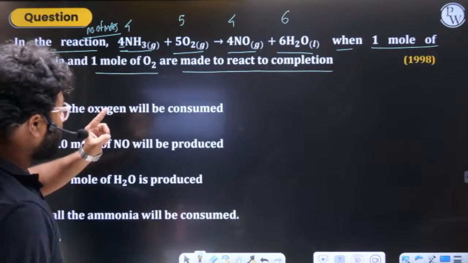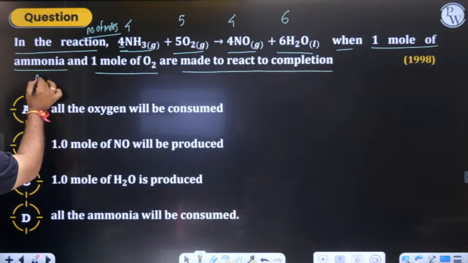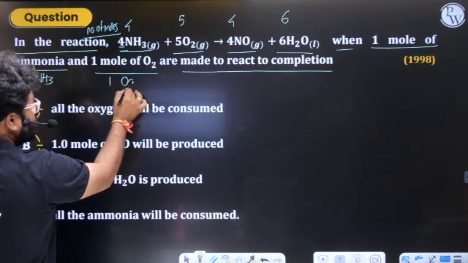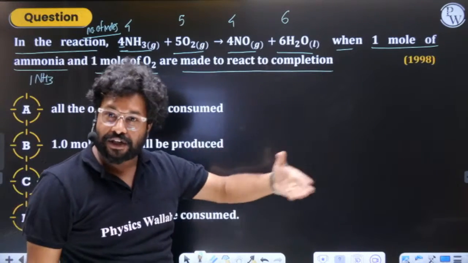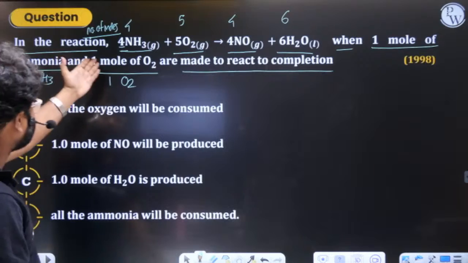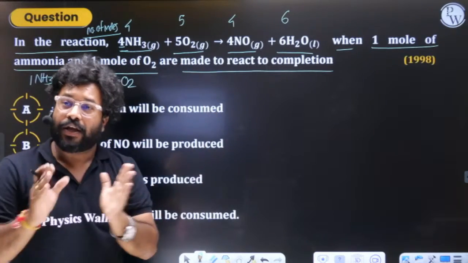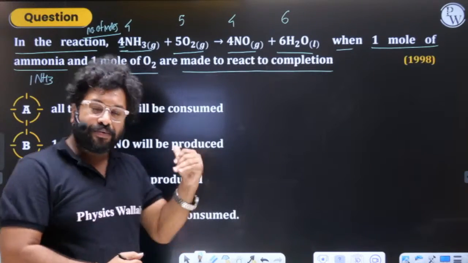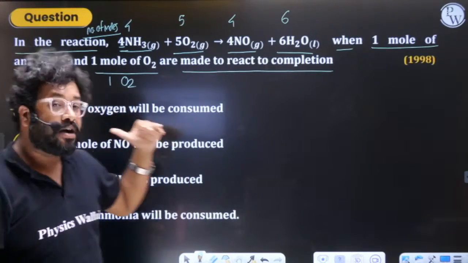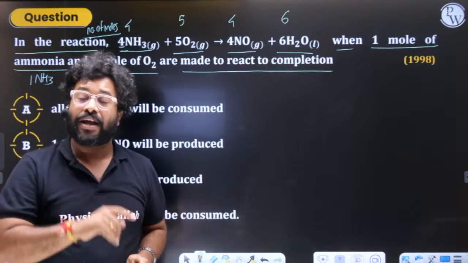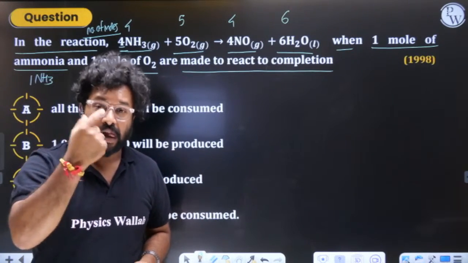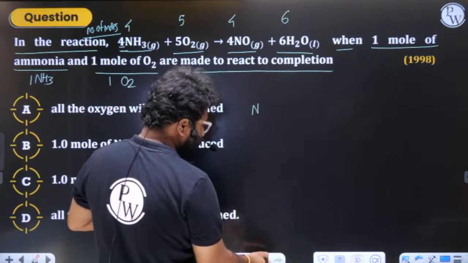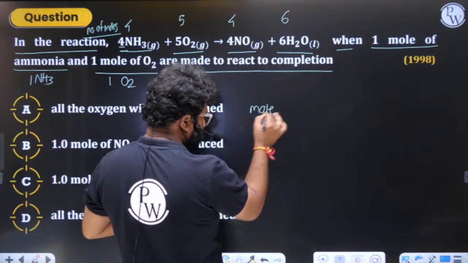Now what they are saying is that when 1 mole of ammonia reacts with 1 mole of oxygen, and if they react to completion, then what will happen out of this? Now clearly you can see here, for 4 moles of ammonia you need 5 moles of oxygen. That means you need slightly more oxygen. So if you have 1 mole of ammonia, you need more than 1 mole of oxygen. We can solve this using the mole ratio.